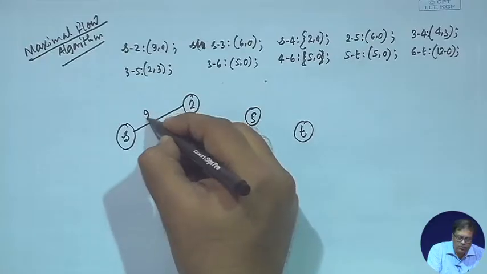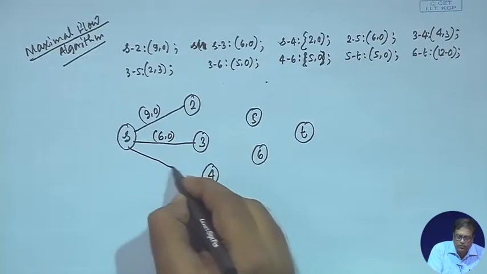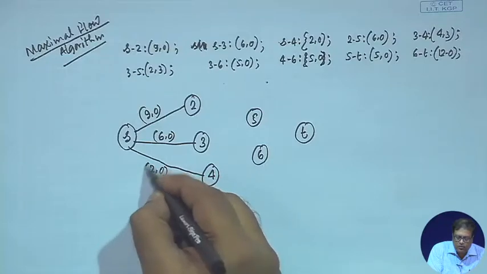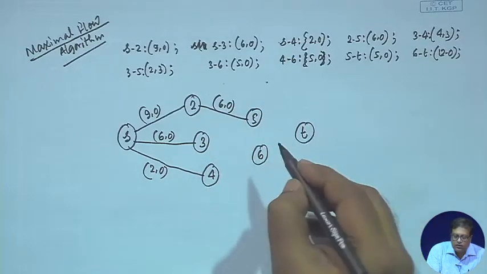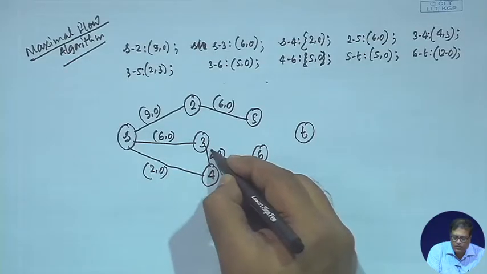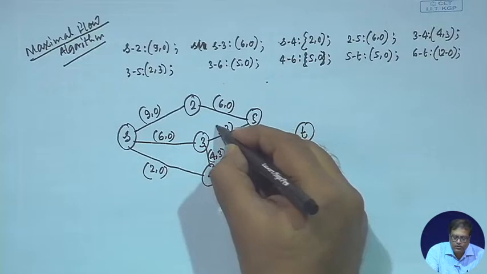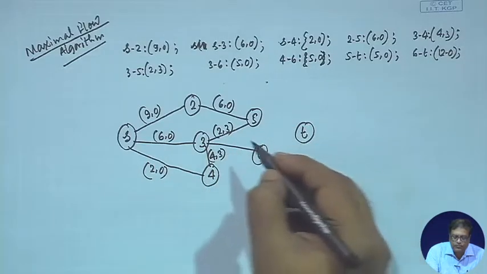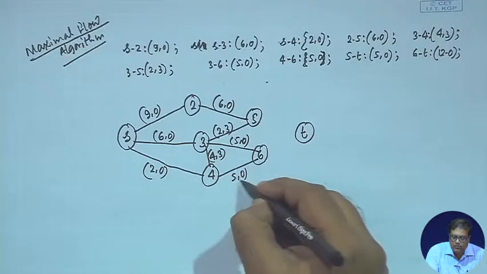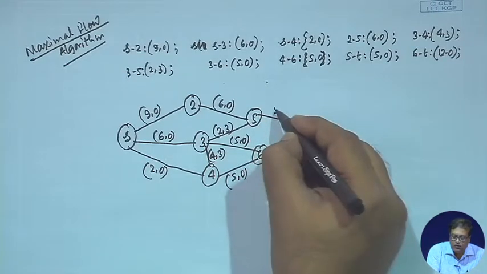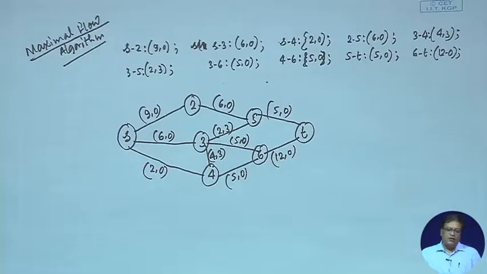Then S to 2 we know is 90, S to 3 is 60, S to 4 is 20, 2 to 5 is 60, 3 to 4 is 43, then 3 to 5 is 23, 3 to 6 is 50, 4 to 6 is also 50, 5 to T is 50, 6 to T is 120. So, see, the network is constructed, right.